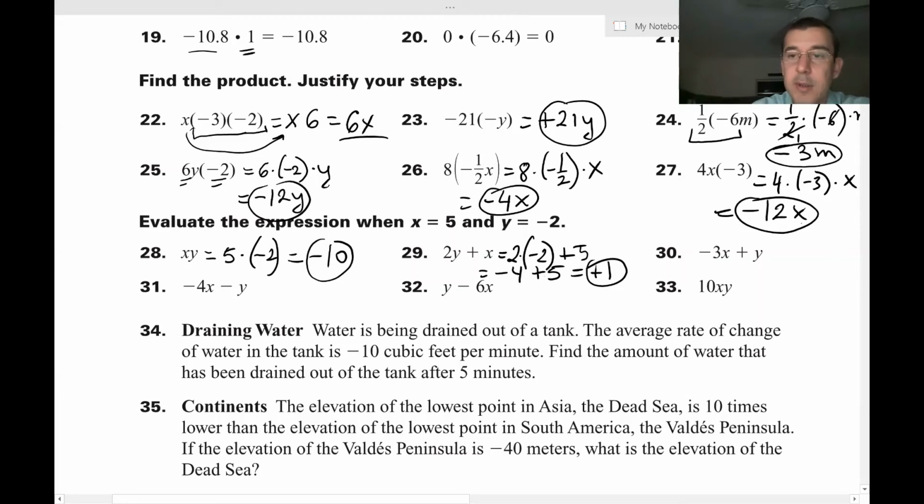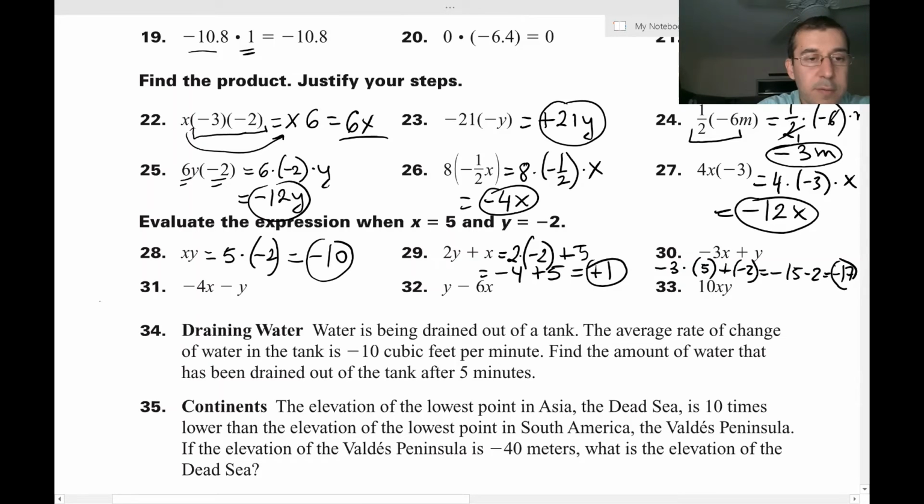Okay. Next one is minus 3x plus y. So this is minus 3 times x, which is 5, plus y, which is minus 2. Minus 3 times plus 5. We have two real numbers with different signs. So minus 3 times 5 is minus 15. And then we have minus 2, so this is minus 17. Minus 17 is the answer.